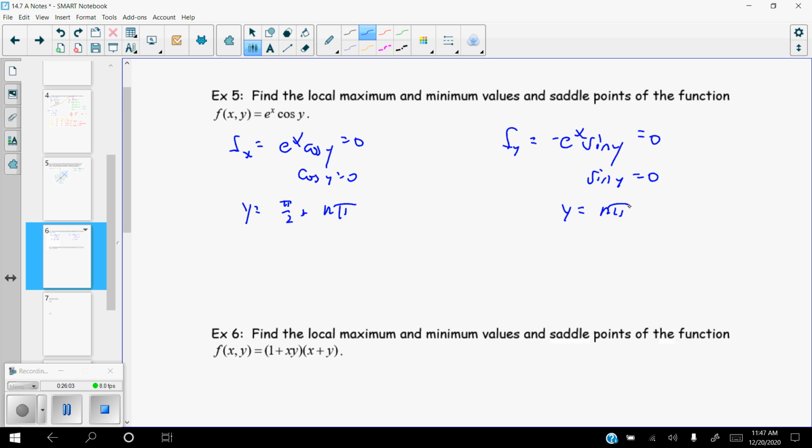Well, in this case, there is no way for us to add pi to pi halves and get any of these values over here, which means there is no overlap. These things will never equal each other. There are no y values that these will ever be the same. And since the y values can never be the same, there are no critical points. Okay, this thing actually has none. Has no peaks, no valleys, no saddles.